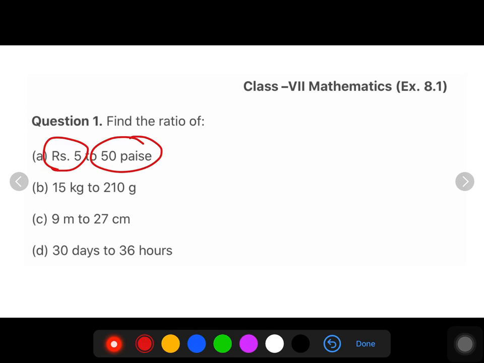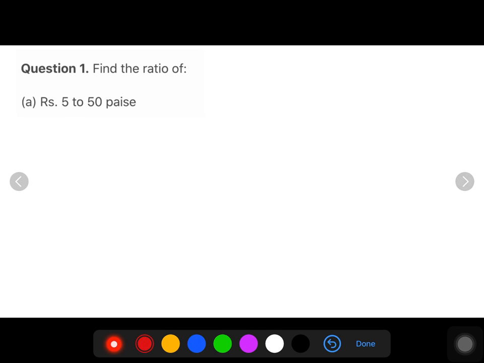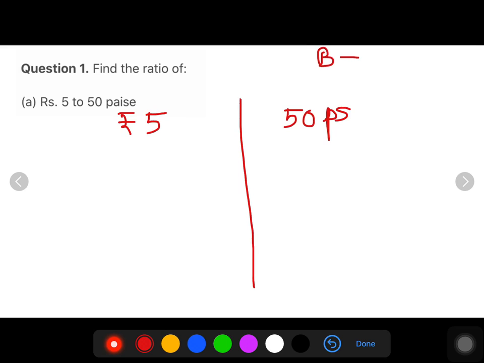So first question. Find the ratio of rupees 5 to 50 paise. The first quantity is rupees 5 and the second one is 50 paise. Whenever you convert from big to small, you will multiply. From small to big, you will divide, because multiplication is easier than dividing the numbers. So better convert from the bigger quantity to the smaller quantity.